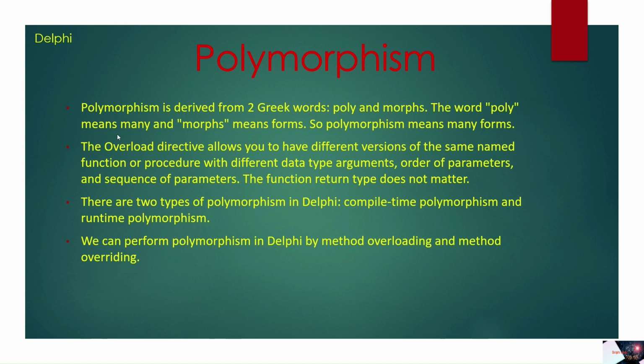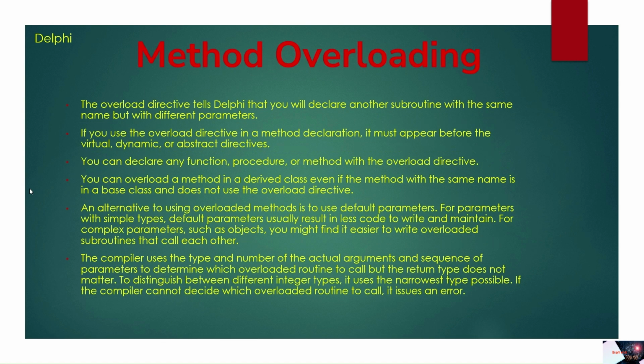Okay, so there are two types of polymorphism in Delphi: compile-time polymorphism and runtime polymorphism. We can perform polymorphism in Delphi by method overloading and method overriding. So what is method overloading? The overload directive tells Delphi that you will declare another subroutine with the same name but different parameters, or we can say with a different signature.